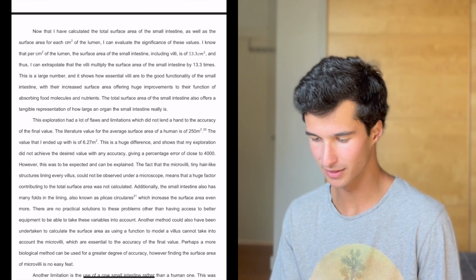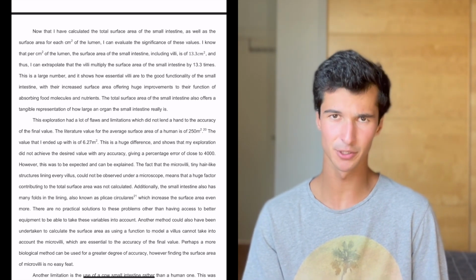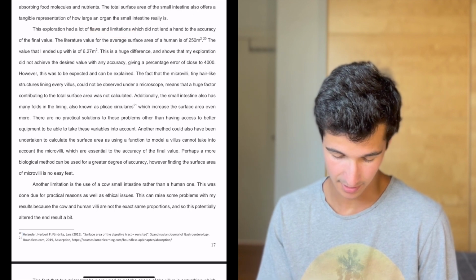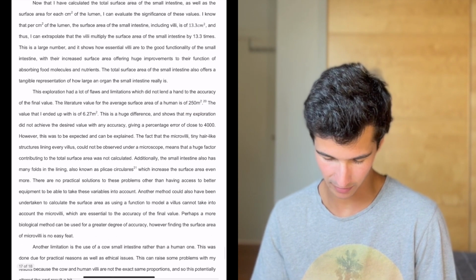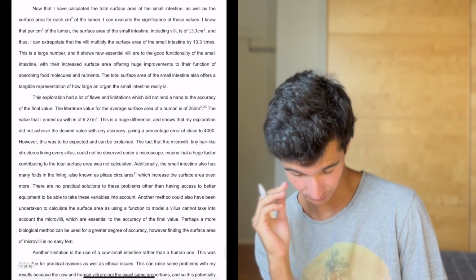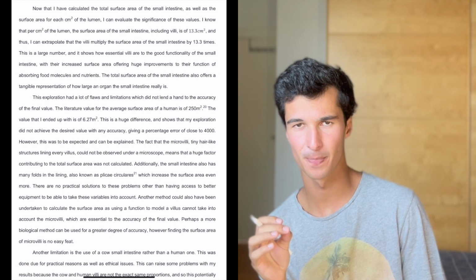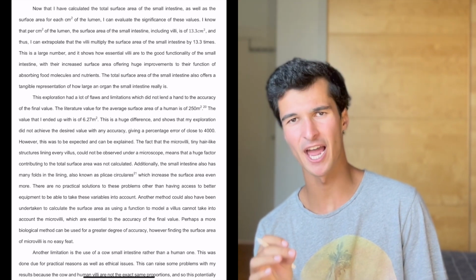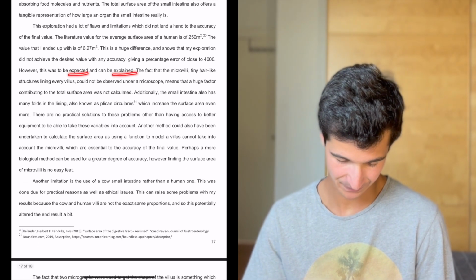Okay, so now I go on to evaluations and whether what I've done is actually relevant and useful. So the exploration had a lot of flaws and limitations, which did not lend a hand to the accuracy. Literature value is 250 meters squared. My value was 6. This is a percentage error of 4,000%. I had a percentage error of 4,000%, and it was okay. I say that this was to be expected and can be explained.